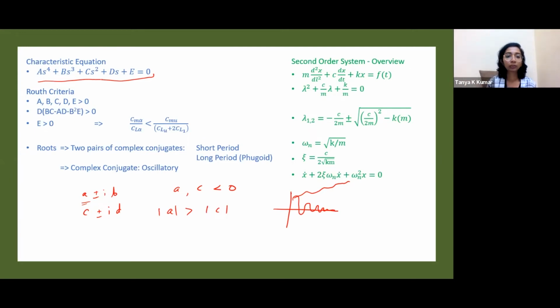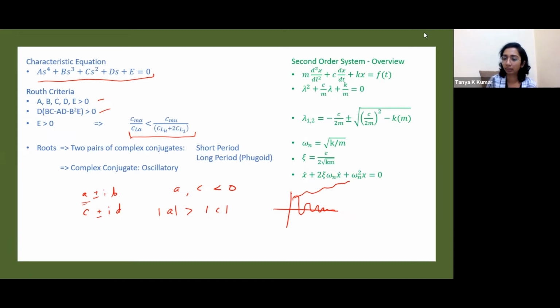Okay. So what the Routh criteria in this case says is that all of these quantities should be greater than 0. That is the first condition. Then for a fourth order equation, this is another condition. Then sir had taken one of these conditions out of these A, B, C, D, E greater than 0. We had analyzed E greater than 0 to get this condition necessary for stability. Okay. Now this was just a brief recap of the second order system.